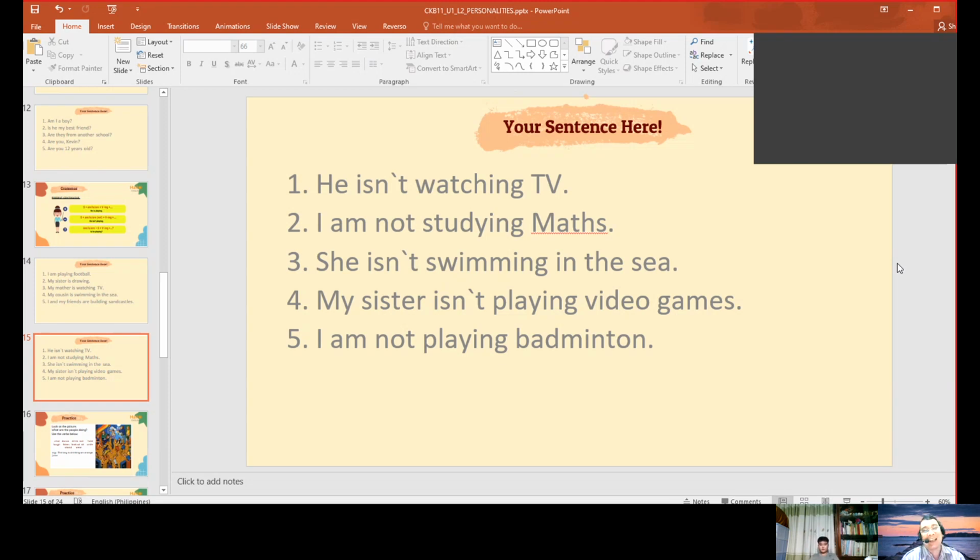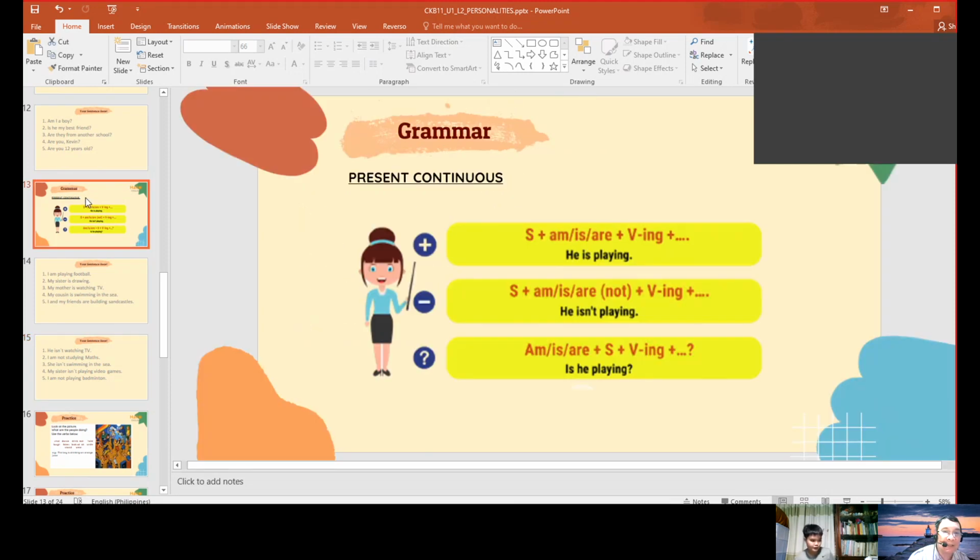What do you think would be the difference between the present simple and the present continuous? Present continuous is describing what we do now. And what should we remember when we are doing the present continuous? Of course, the verb, the verb ing. So we have to remember that one.